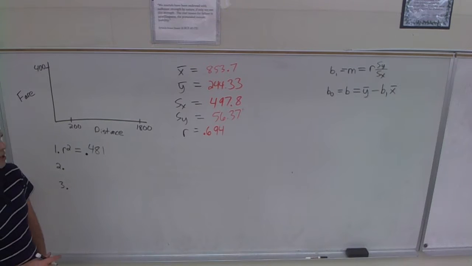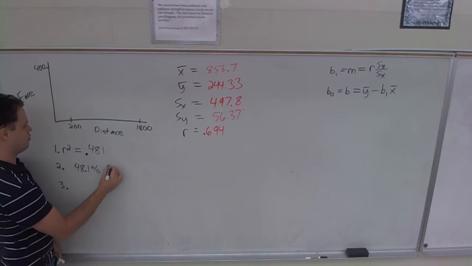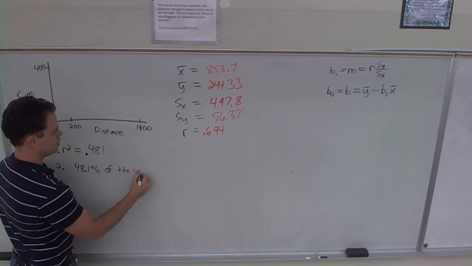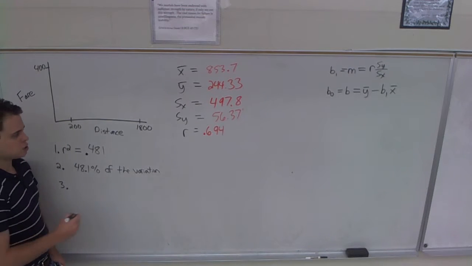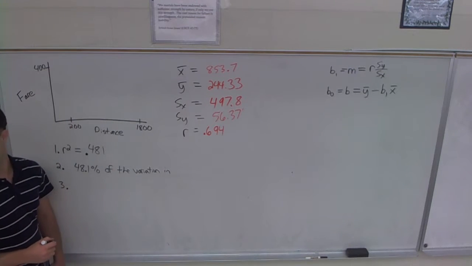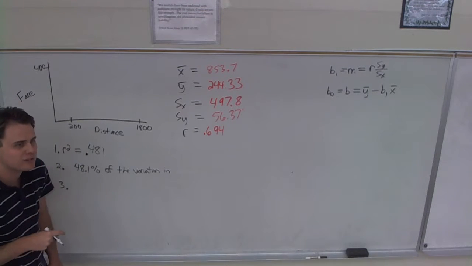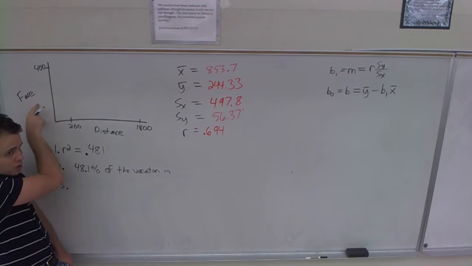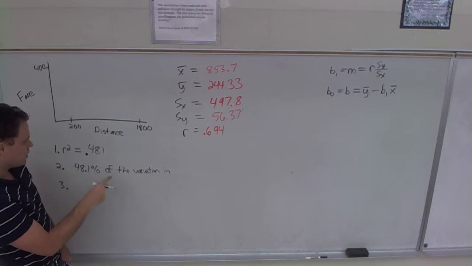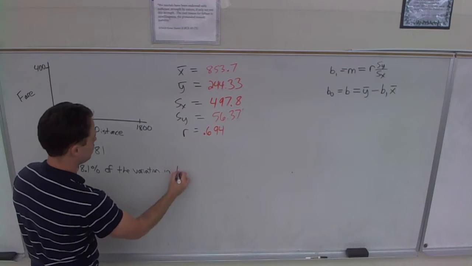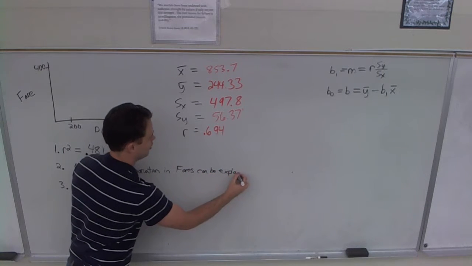So we do that by saying 48.1% of the variation. You could say it a few different ways. Don't stray too far though. Variation in the what? What comes first? What's the thing we're really interested in if we put it this way on our graph? We're interested in learning about fares based on distance if that was our setup, right? So 48.1% of the variation in fares can be explained by our model.